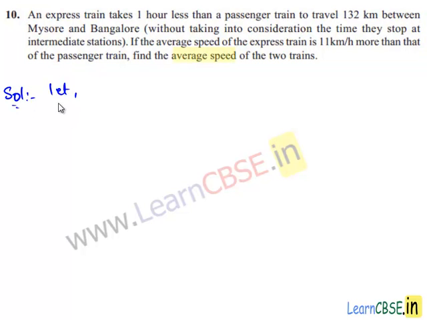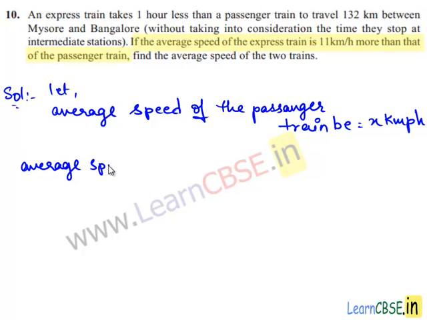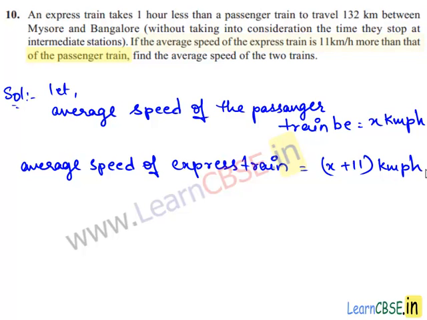So let us assume the average speed of the passenger train to be x kilometers per hour. According to the question, the average speed of the express train is 11 km per hour more than the passenger train. So it will be x plus 11 km per hour.